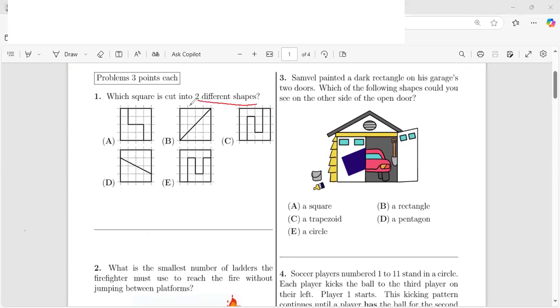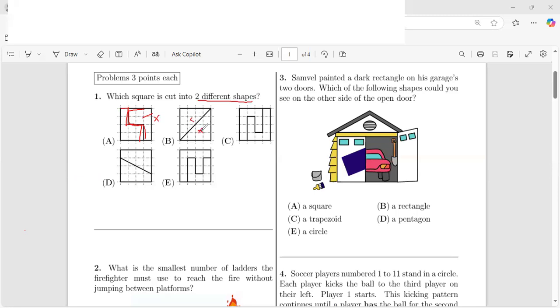Whenever we are reading the question, please read what it is that they are asking, whether they are asking for the same shape or different shapes. In this case, they're saying which is cut into two different shapes. So here, if you see this shape, even though it is inverted, they are the same shape. So this is not my answer.